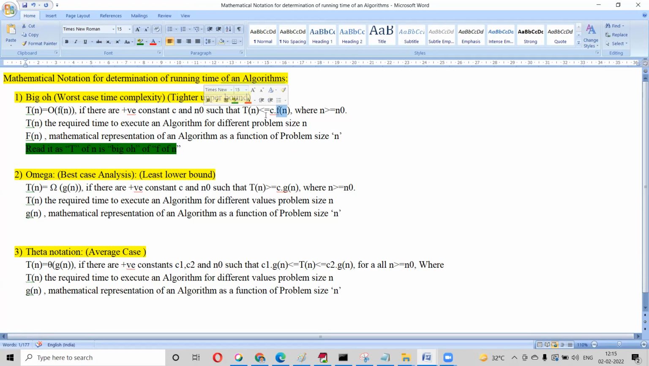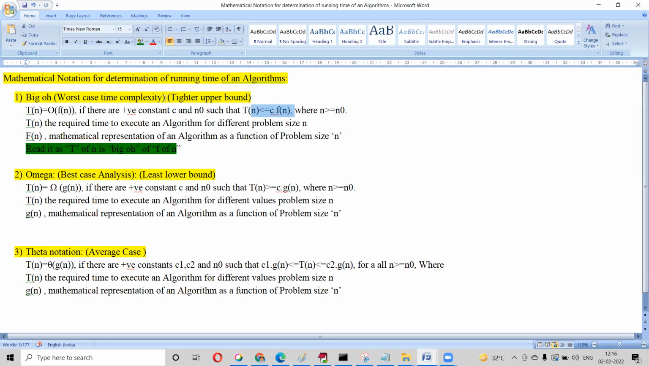T of n is equal to c f of n, where n is greater. Sorry. So children, T of n is the time complexity required to execute your algorithm. f of n is the mathematical representation of the algorithm as a function of problem size. So the time required to execute your algorithm is always less than this constant, right? So this is also said to be big O or worst case time complexity.